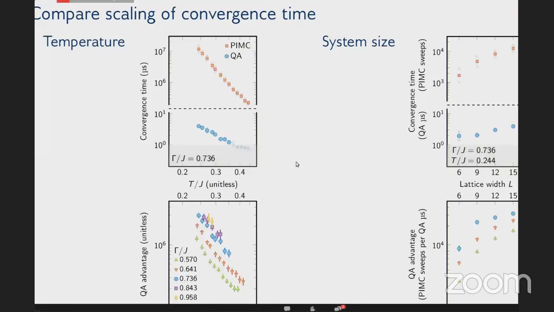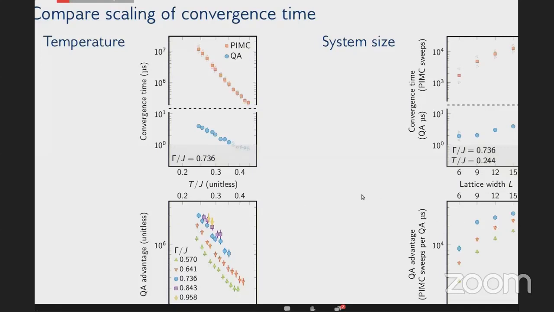And I'll also note that the advantage that we see, this is just this divided by this. So it increases as we get colder, but it also increases as we turn up the transverse field. So the more quantum fluctuations we get, the higher the benefit from the D-Wave processor. And although we don't have firm evidence, one might easily imagine that this is because of extended tunneling range. So in terms of system size, computer scientists would be more interested in this, and you get more gentle scaling in the D-Wave processor than you do in path integral Monte Carlo. So you see a scaling advantage in both system size and temperature.